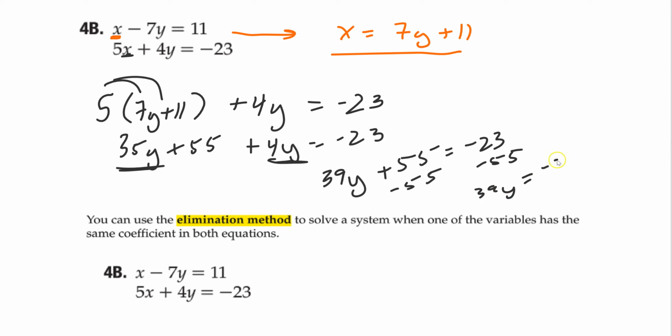39y equals -78. Divide by 39, and y equals -2. But again, you're not done yet. You have your y, you do have to find your x.